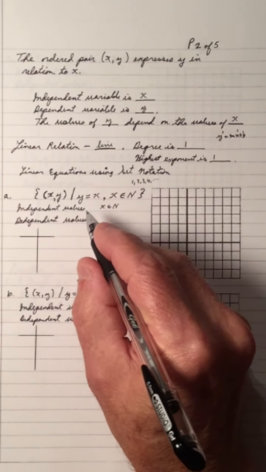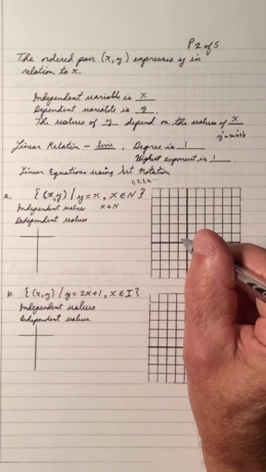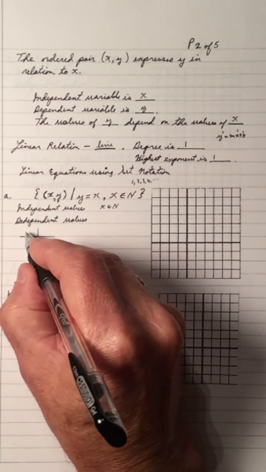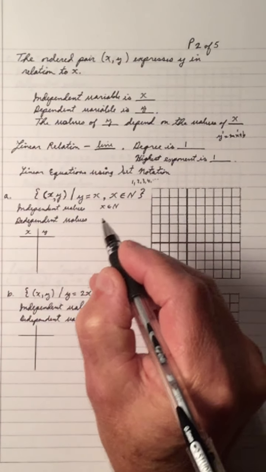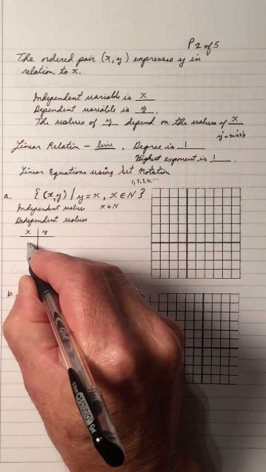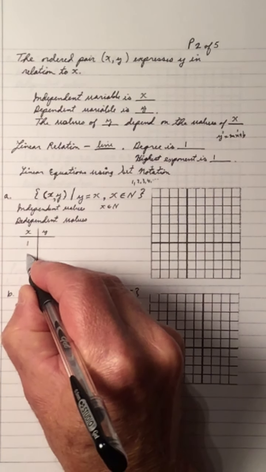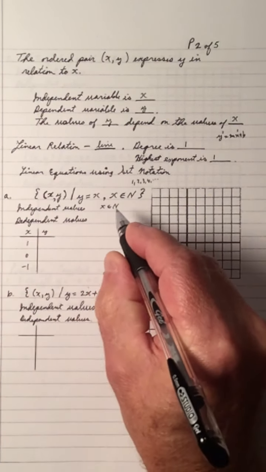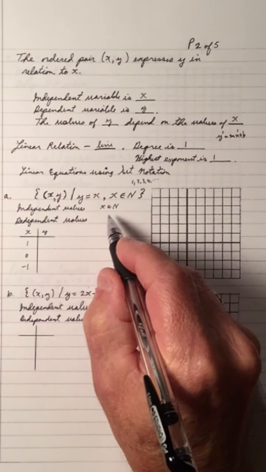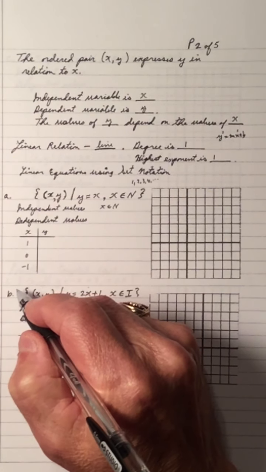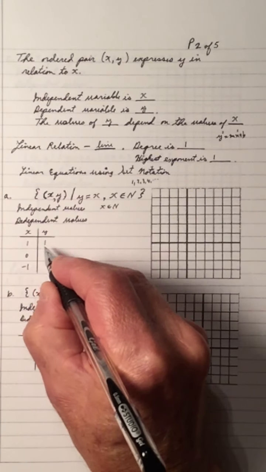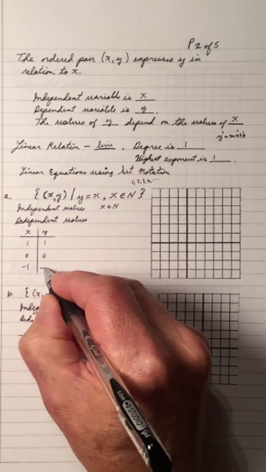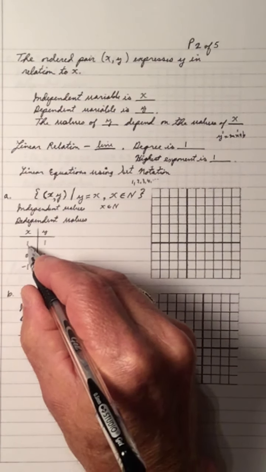The dependent variables, well, let's look at the graph and see, with x and y in a table of values. Let's select some values of x: 1, 0, and negative 1. Remember, we can't write down all the natural numbers in the table, so we just pick some of them. y = x, so y is 1, 0, and negative 1, because y and x are equal.